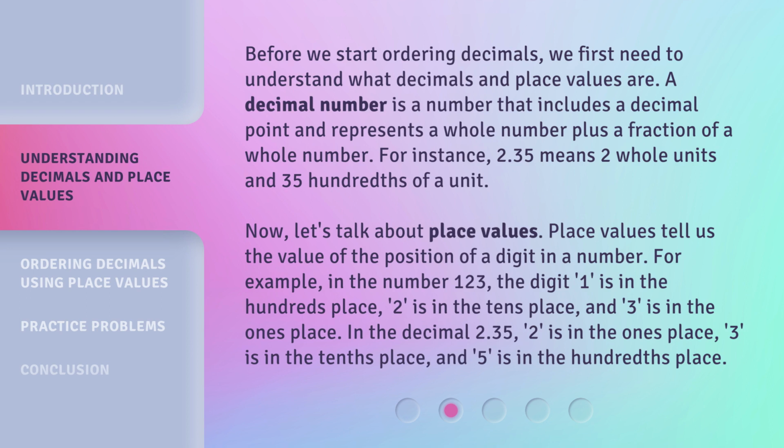Now, let's talk about place values. Place values tell us the value of the position of a digit in a number. For example, in the number 123, the digit 1 is in the hundreds place, 2 is in the tens place, and 3 is in the ones place. In the decimal 2.35, 2 is in the ones place, 3 is in the tenths place, and 5 is in the hundredths place.